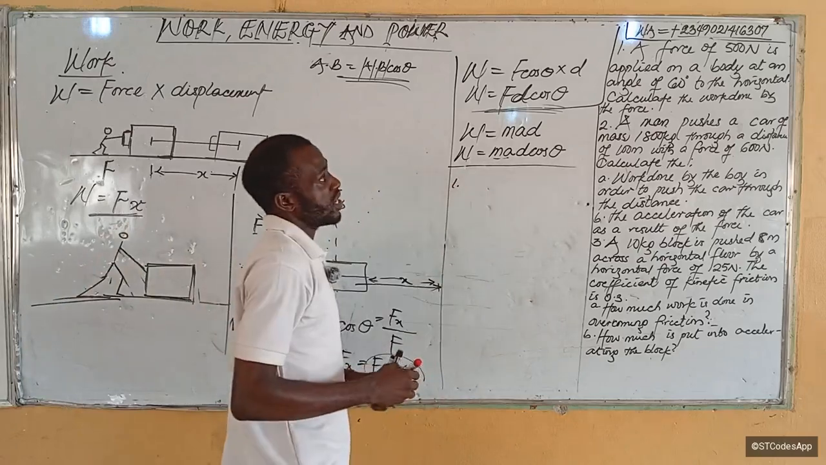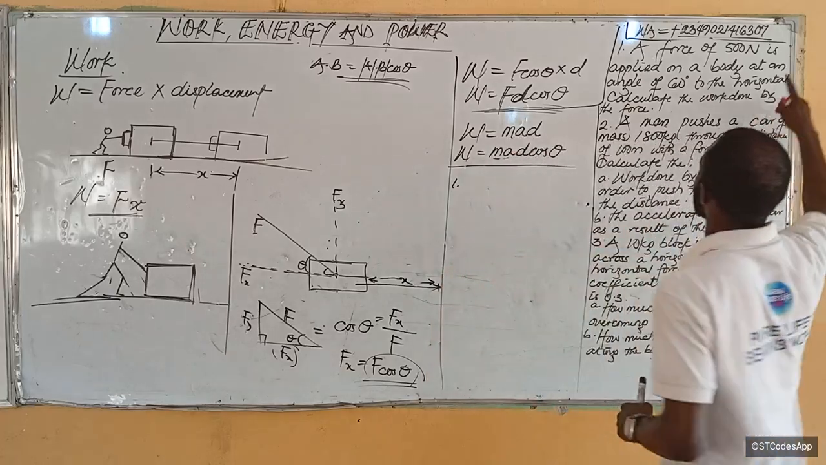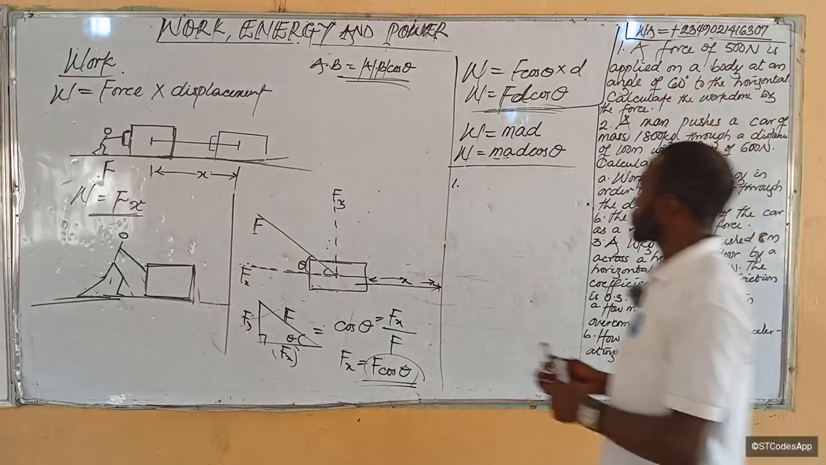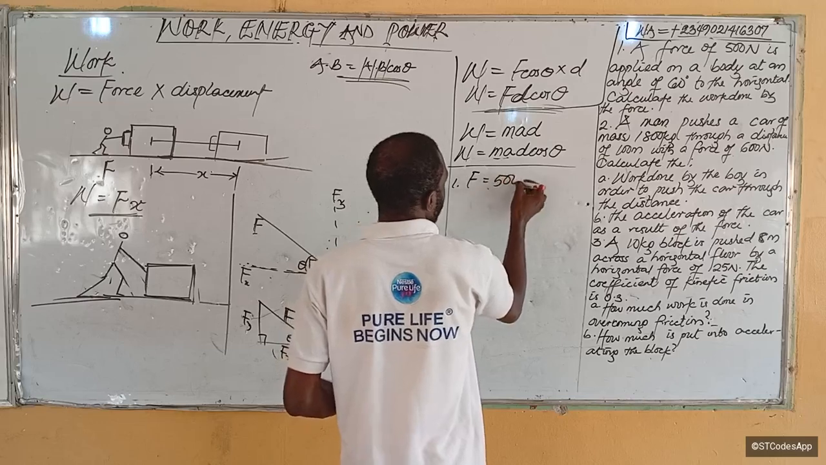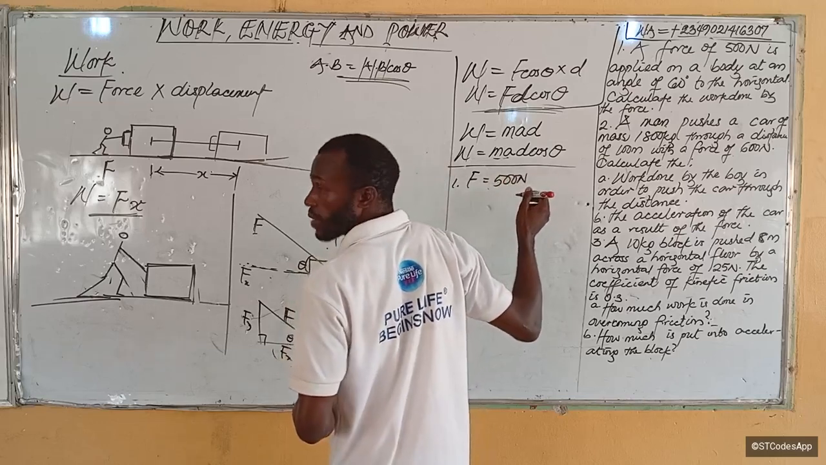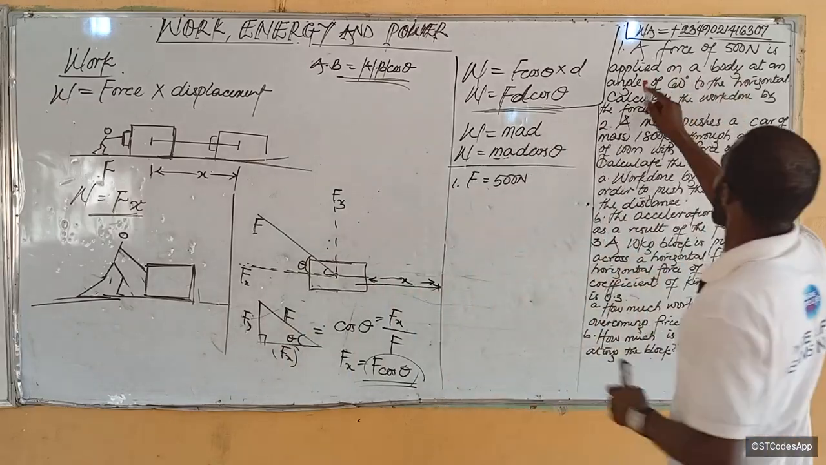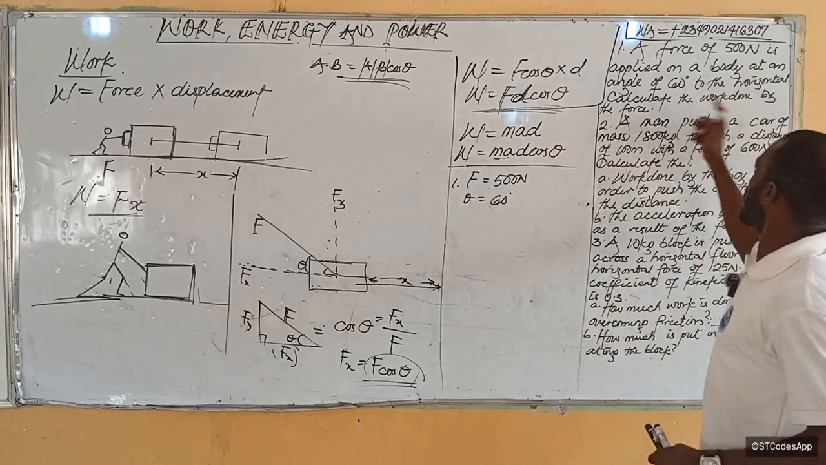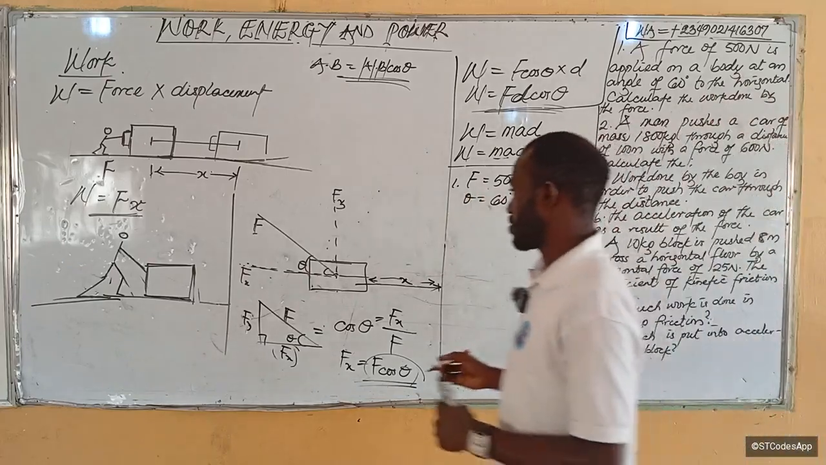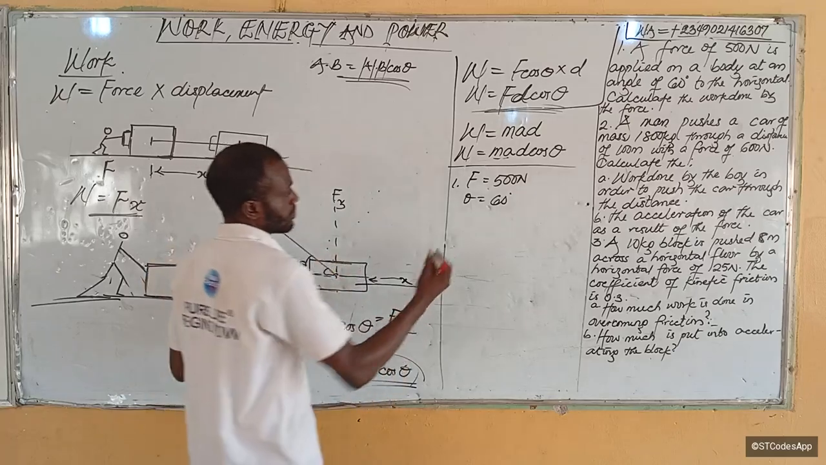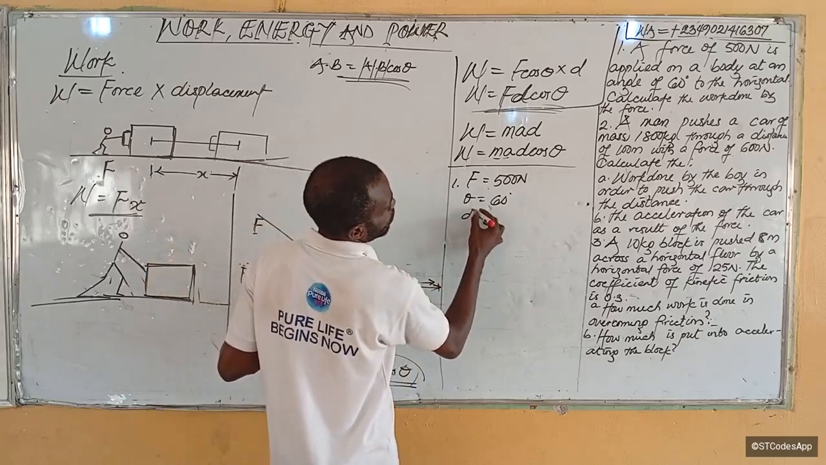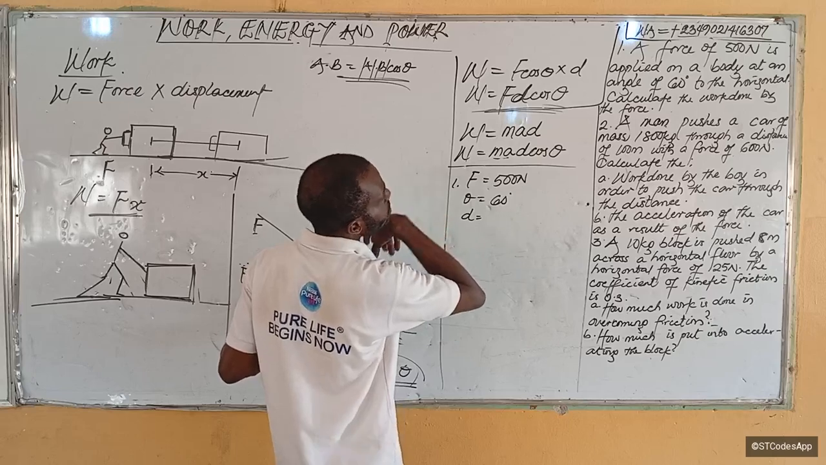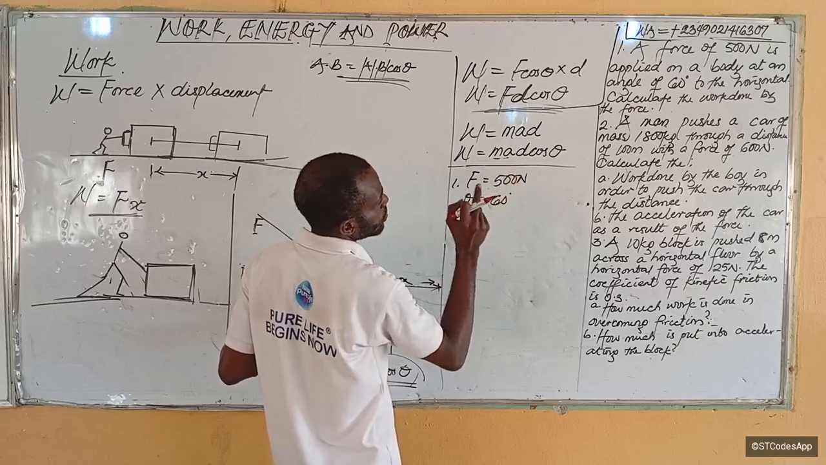Number 1 question says that a force of 500 Newton is applied on a body at an angle of 60 degrees. So the force F is 500 Newton, applied on a body at an angle theta of 60 degrees to the horizontal. Calculate the work done by the force. This one is very, very simple. It's just like what I showed you here, yeah? So the distance moved, a force that is applied at an angle of 60 degrees to the horizontal. Calculate the work done by the force.